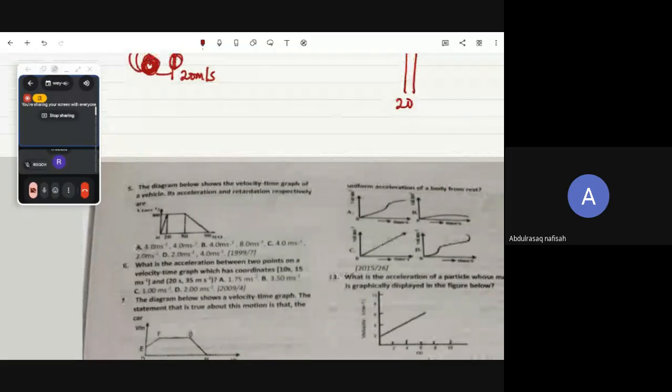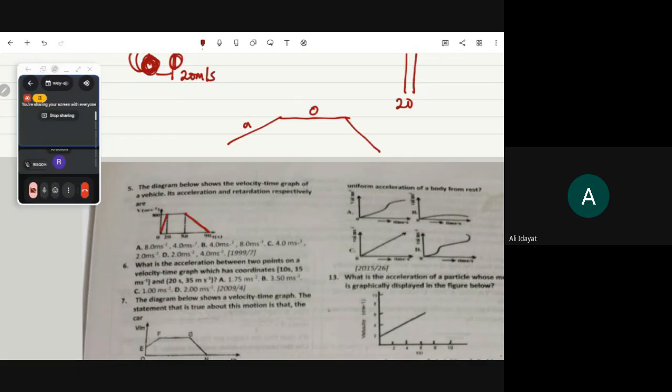Now, I already told you guys that acceleration and retardation are different. The only place we have acceleration here is this place. And where we have retardation is this place. This one is acceleration. This one is retardation. This one is no acceleration.